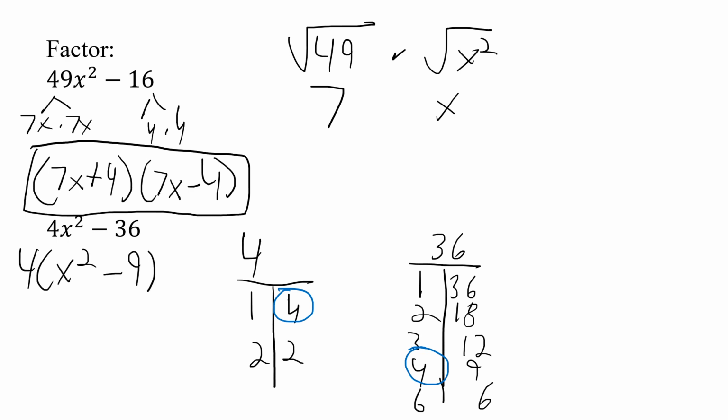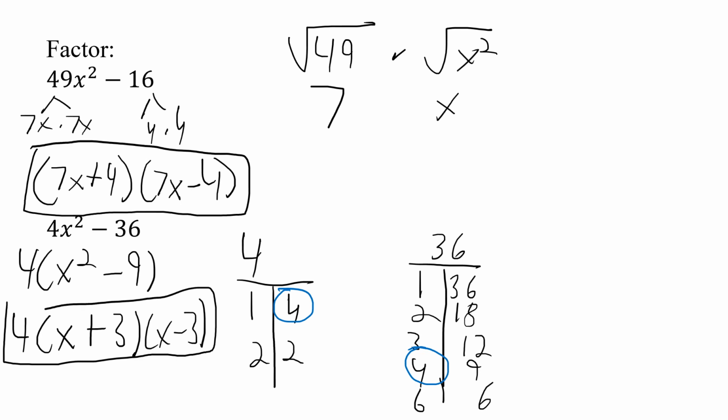Of course, x squared minus 9 can still be factored further because it is a difference of squares. 9 is a square, x squared is a square. Square root of x squared is x, and we do x plus 3, x minus 3. The 3 coming from the fact that 3 is the square root of 9. This is a good answer. What I had earlier is a good answer.